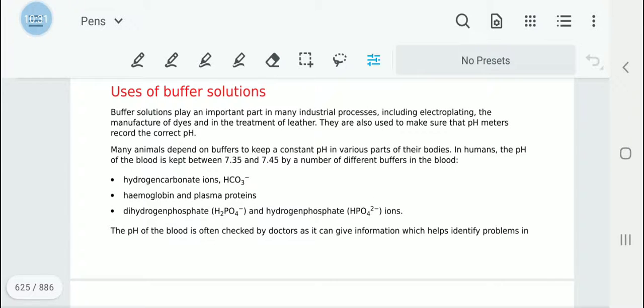In humans and other animals, maintenance of blood pH is carried out by using different buffers in the blood. Example, hydrogen carbonate ions HCO3 minus, hemoglobin and plasma proteins, then dihydrogen phosphate H2PO4 minus ions, and hydrogen phosphate HPO4 2 minus ions.